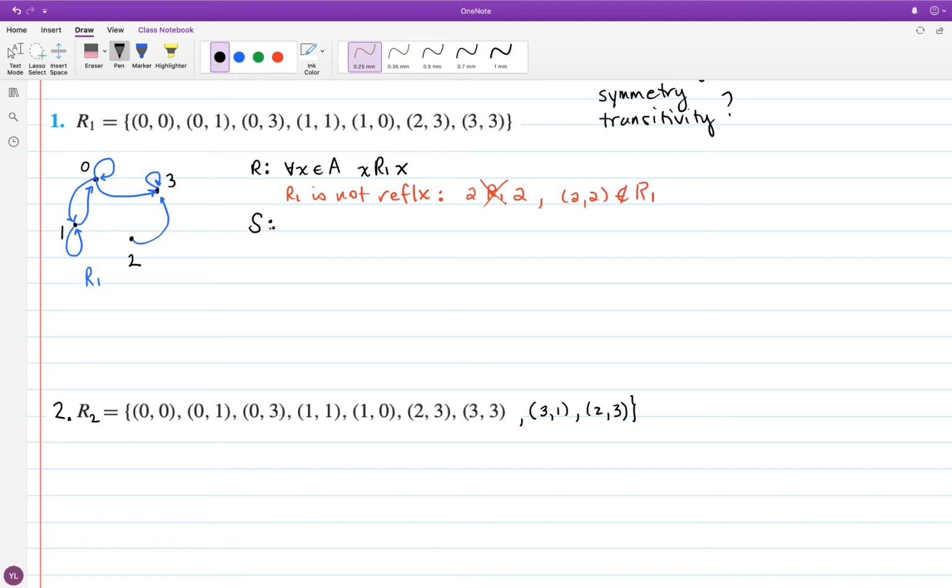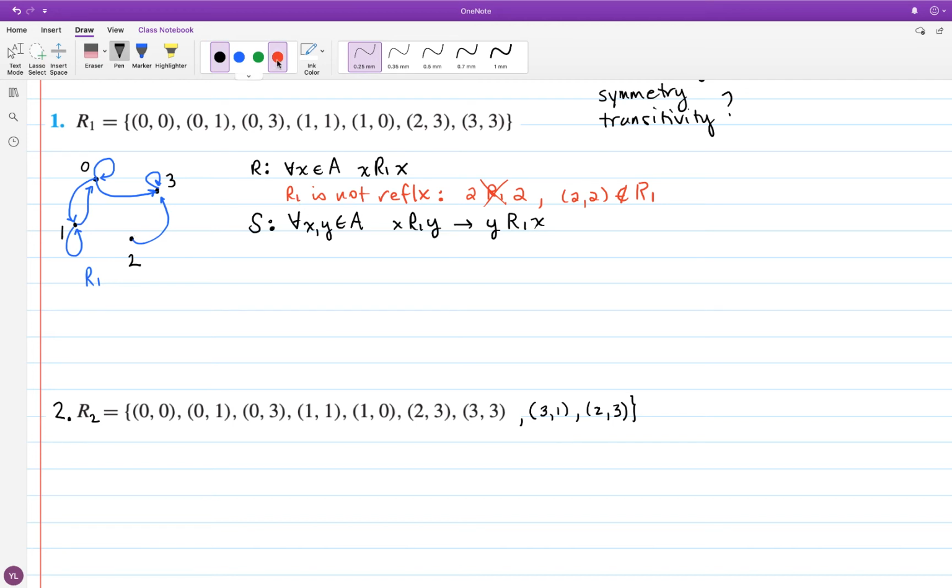Okay, let's check symmetry. In order for this relation to be symmetric, this is what I would have to observe. For all x and y in the set A, if x is related to y, then y is related to x. Let's take a look. I do see that 1 is related to 0 and 0 is related to 1. I do see that 0 is related to 3, but 3 is not related to 0. And actually over here I've got an issue as well. 2 is related to 3, but 3 is not related to 2.